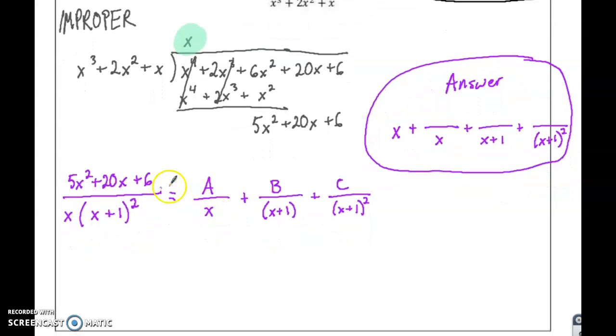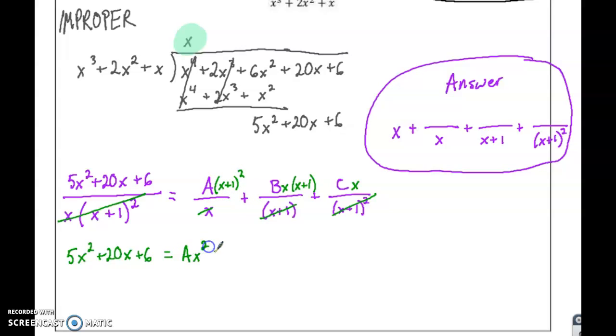So as you multiply everything by x plus 1 squared, the x would cancel, but this still has x plus 1 squared. You would have to multiply x. One of the x plus 1s would cancel here, so you still have the other x plus 1. And then the x plus 1 squareds cancel, but you still have that x. So as we're looking at this, we have 5x squared plus 20x plus 6. And just make sure you FOIL that before distributing the a to it.